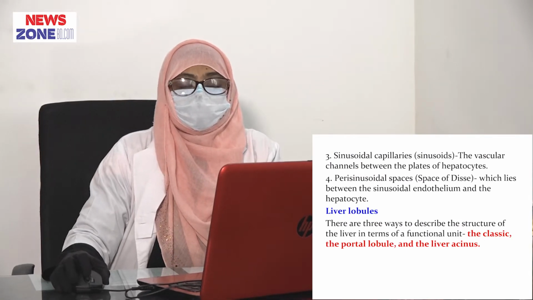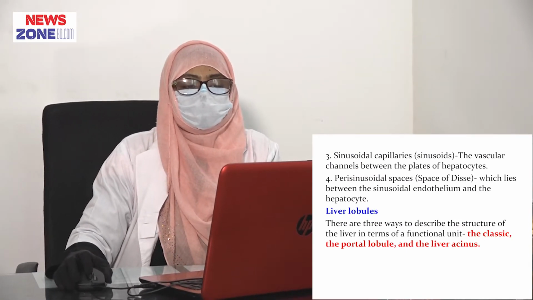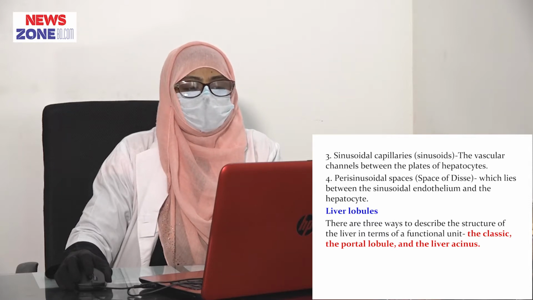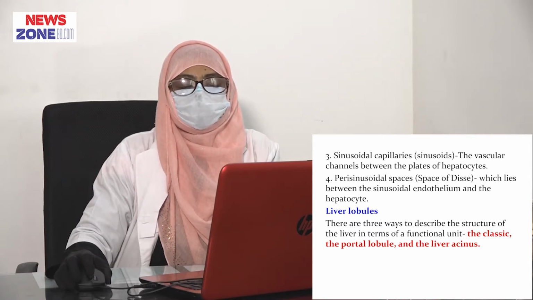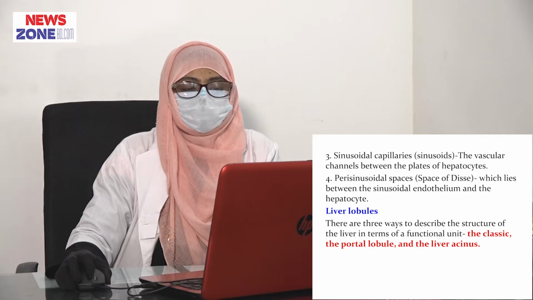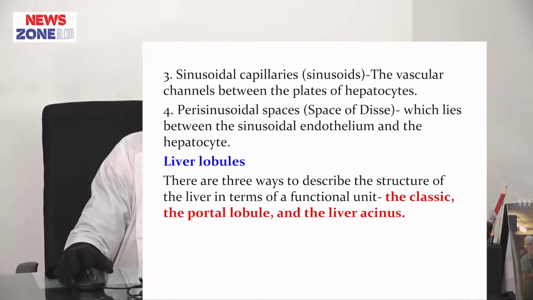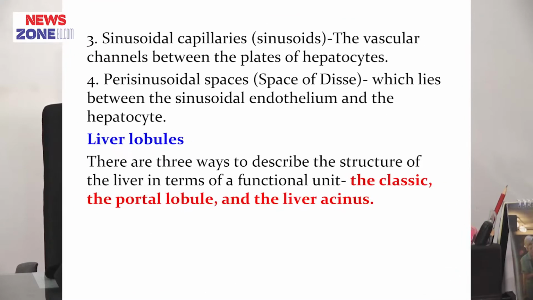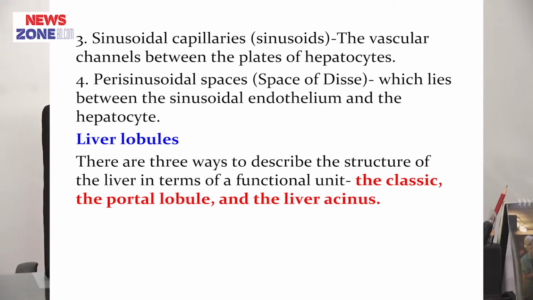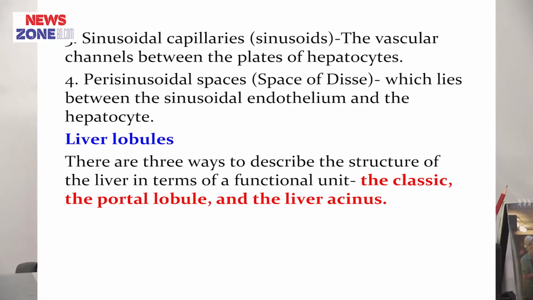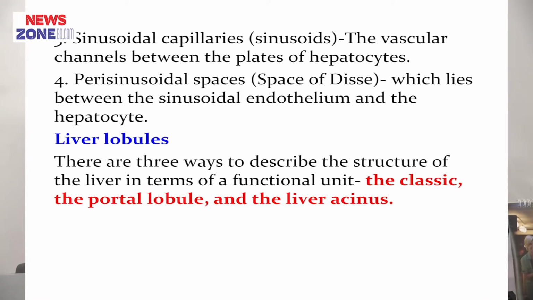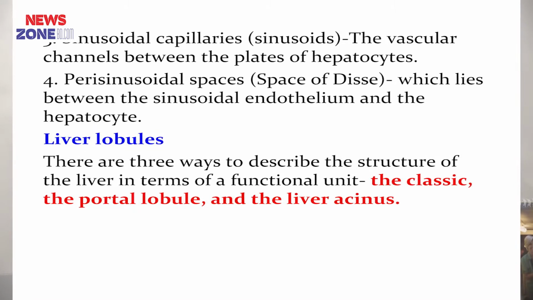Sinusoidal capillaries, that means sinusoids, are the vascular channels between the plates of the hepatocytes. The perisinusoidal space, that means the space of Disse, lies between the sinusoidal endothelium and the hepatocytes. Now, the structural component, that means liver lobules. There are three liver lobules, that means functional units within the liver: the classical lobule, the portal lobule and the liver acini. First one, the classical liver lobule.